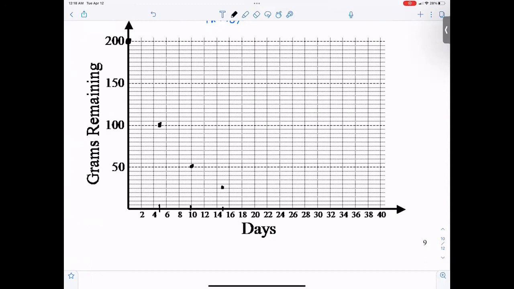At 20, now you're down to 12 and a half. At 25, you're down here. At 30, you're down here. At 35, you're down here. At 40, down there. Very, very close to 0. So that is your original graph of manganese-52, or at least the decay of manganese-52.